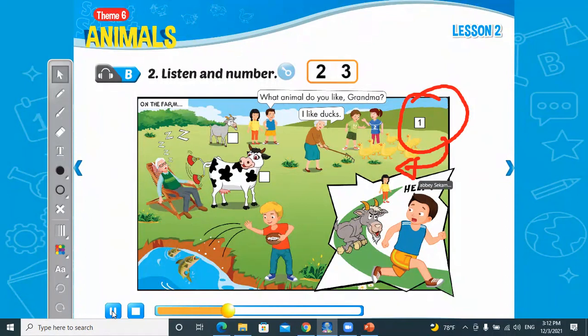So you see, those ones are ducks. Can you see number 1? This is an example. Now listen and number.